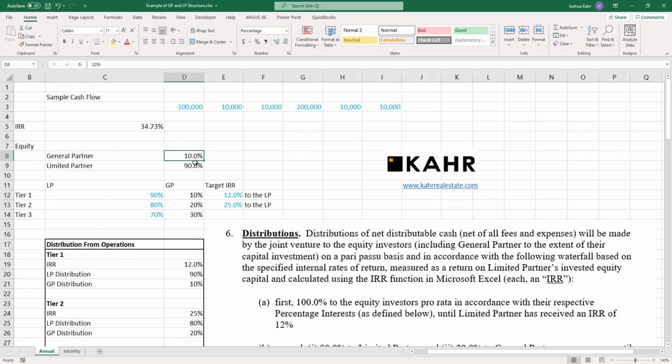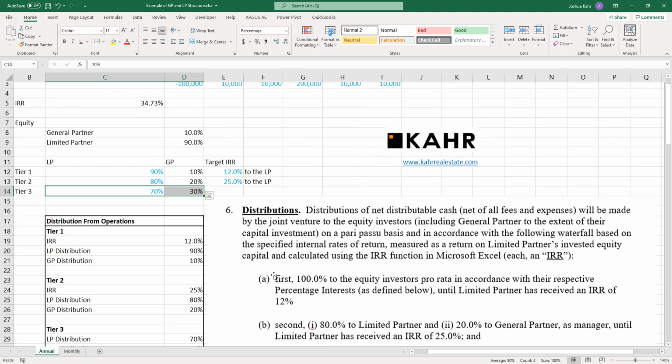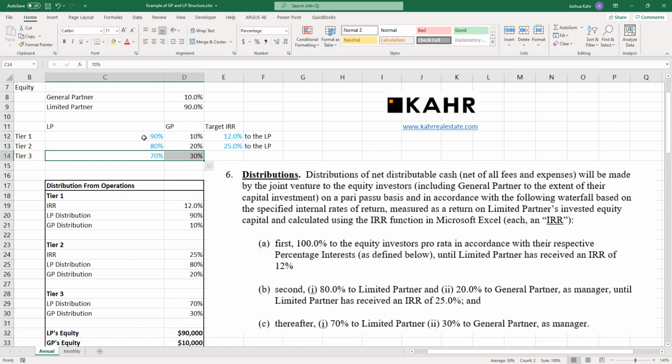10 from the general, 90 from the limiteds. We're going to split 90-10 until the investor, the limited partner, if you will, gets 12% on their money. Then 80-20 until the limited partner gets 25, and then 70-30. In other words, as the deal is more successful, we will split the money at different rates. One rate until a 12, one rate until a 25, one rate above.